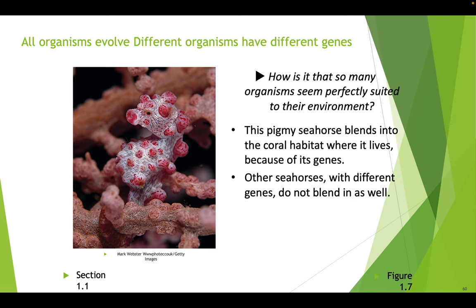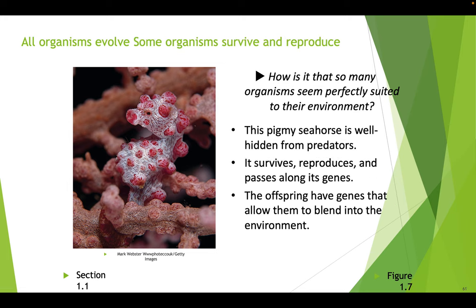All organisms evolve, and different organisms have different genes. So how is it that so many organisms seem perfectly suited to their environments? Well, this pygmy seahorse blends into the coral habitat where it lives because of its genes. Other seahorses with different genes don't blend in as well. It's well hidden from predators, so it survives, reproduces, and passes along its genes for excellent camouflage.